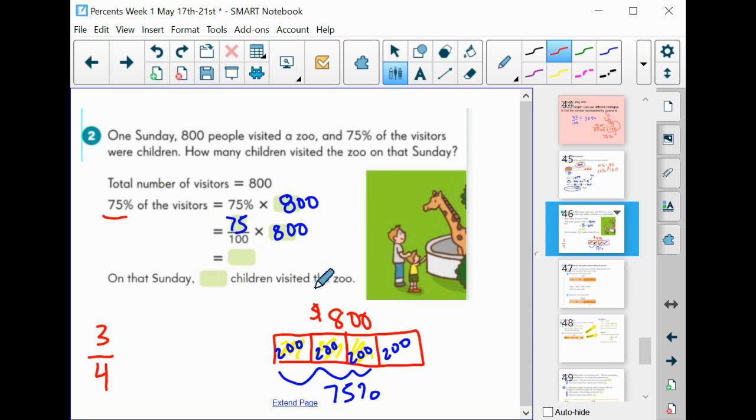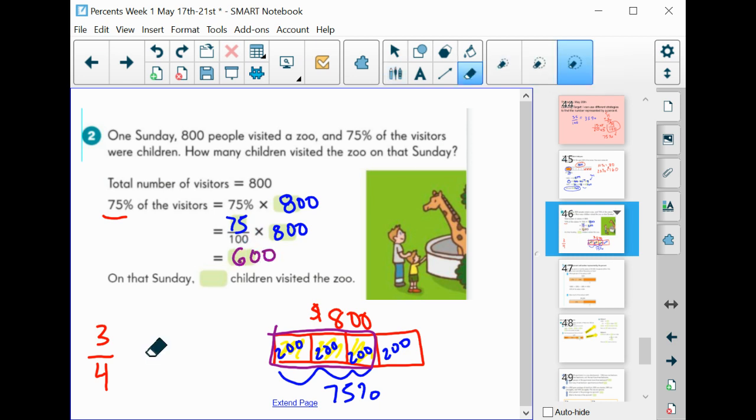And then we are only counting these 3 boxes. So now we would do 200 times 3 is 600. Now, another way you could do this, and this is the way that most of you will do your work today. If we want to find a percent, we can use division and multiplication to help us.